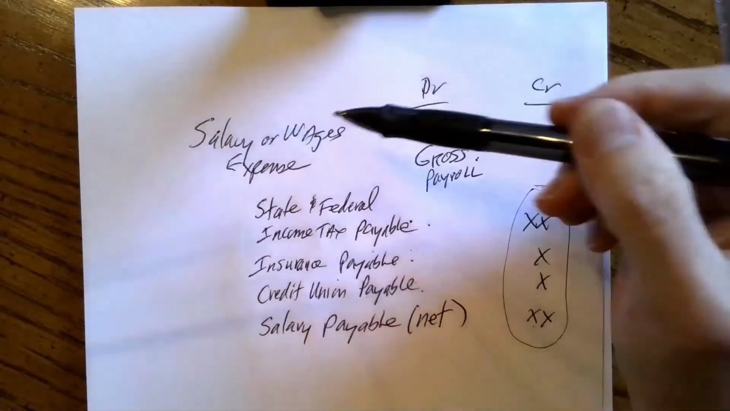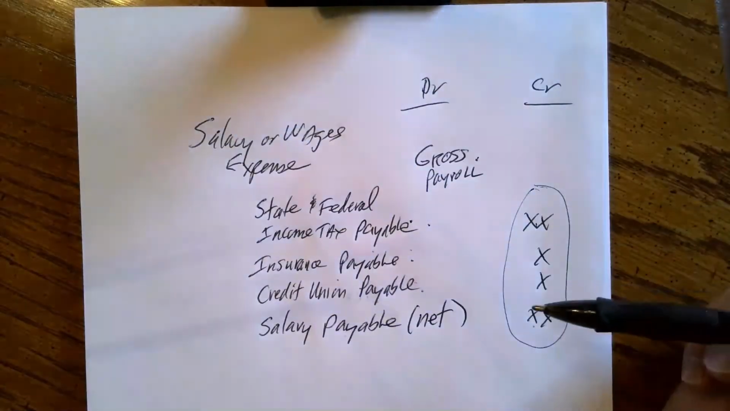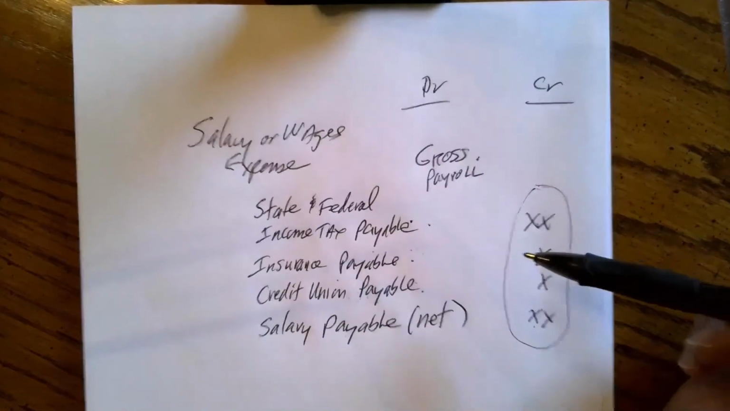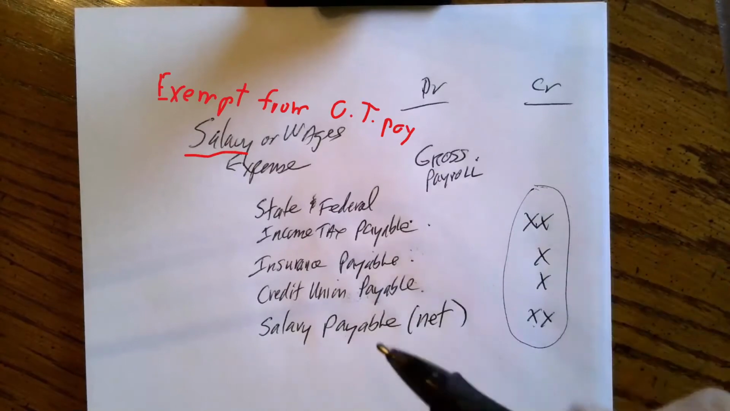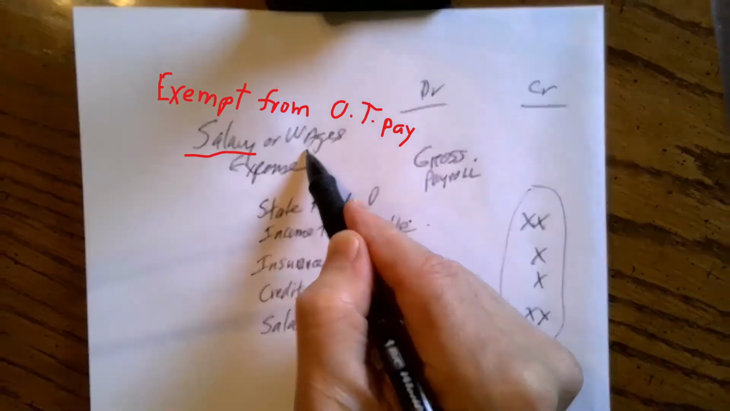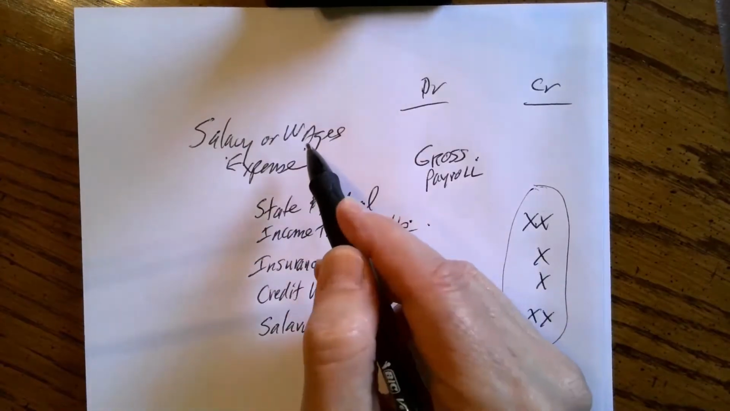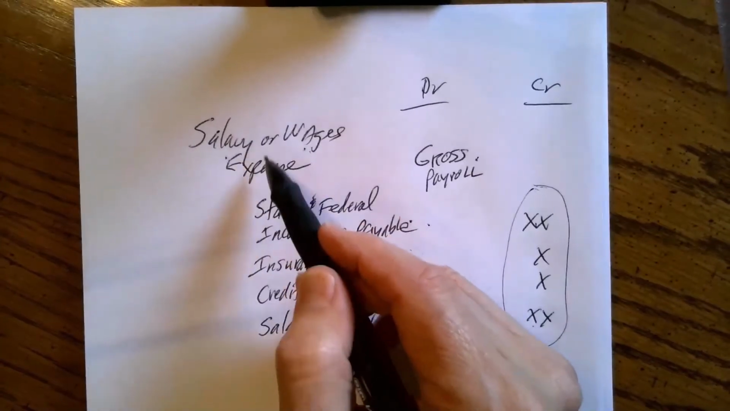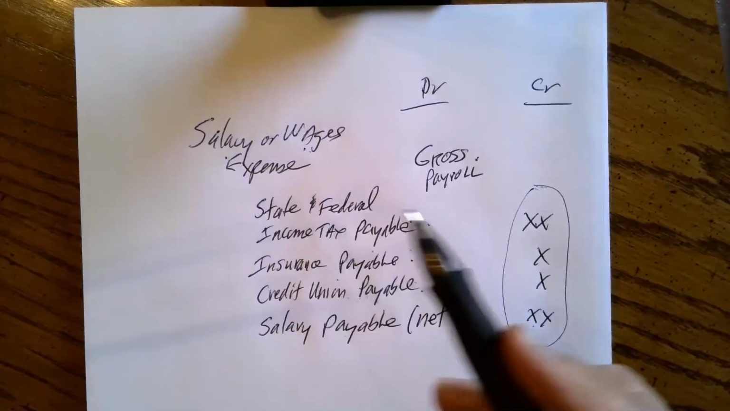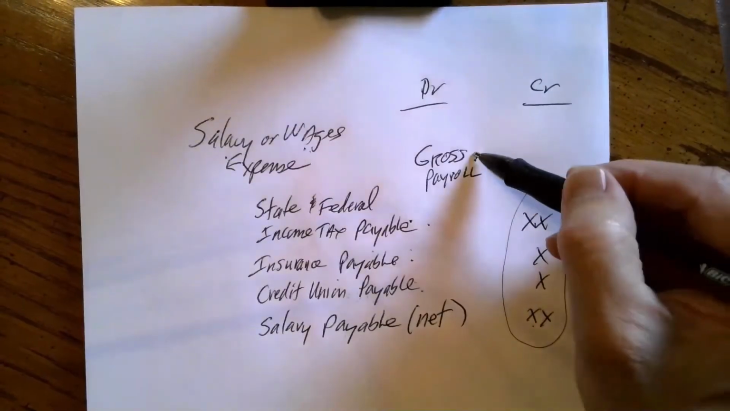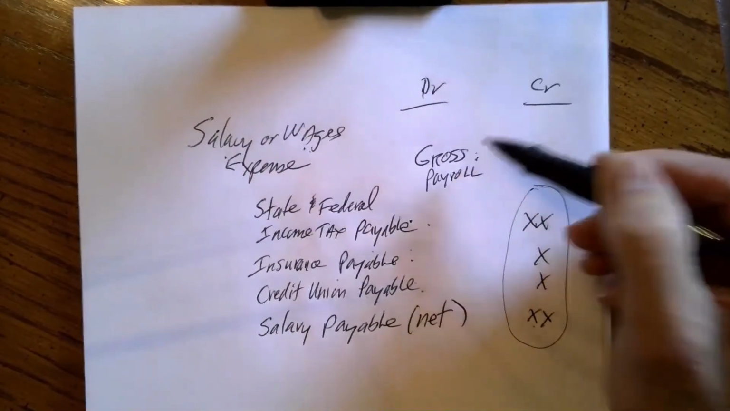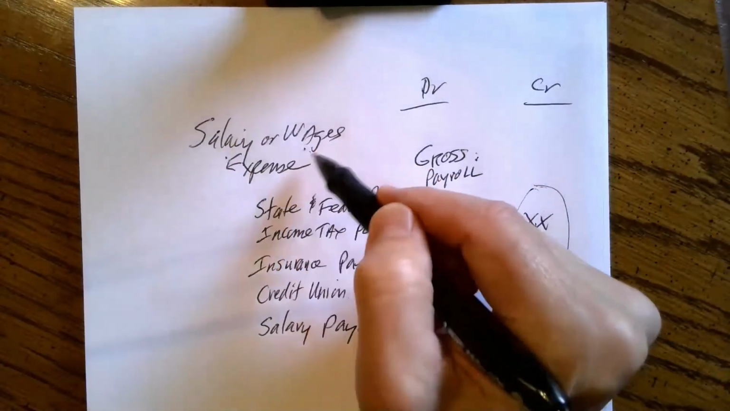Salary expense refers to fixed salary payments as opposed to wages expense, which are hourly employees. So salaried employees, hourly employees. Your chapter will generally have these separate expense accounts, but again, it's the gross payroll earned by either salaried personnel or hourly personnel.